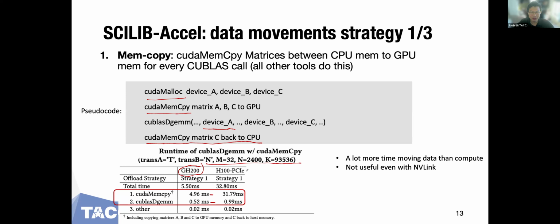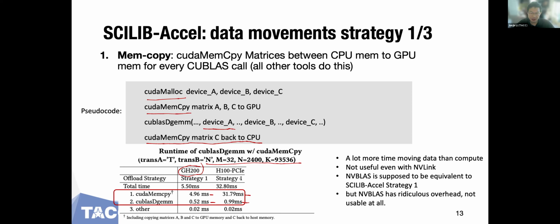It's even worse on the conventional GPU cards. So the H100 PCIe version is going to spend 32 milliseconds on doing the transfer and just 1 millisecond doing the compute. So the transfer is 7x slower. And this strategy is not effective on traditional GPU architecture and not even useful on Grace Hopper with that high-speed NVLink.